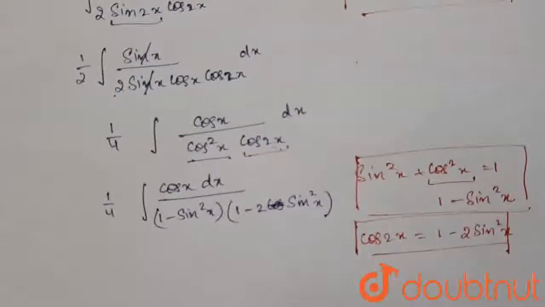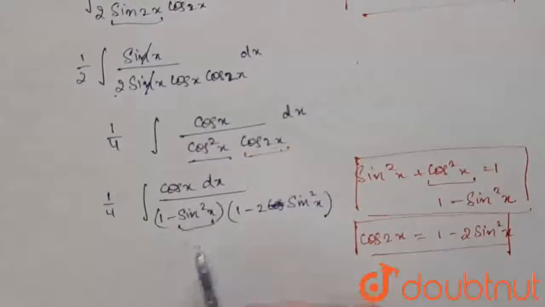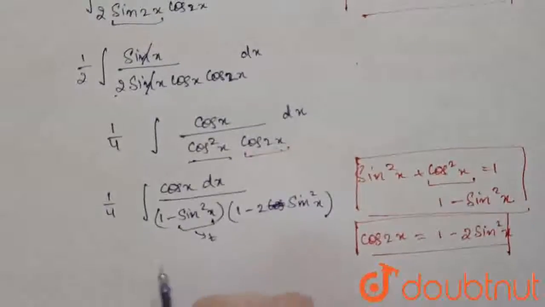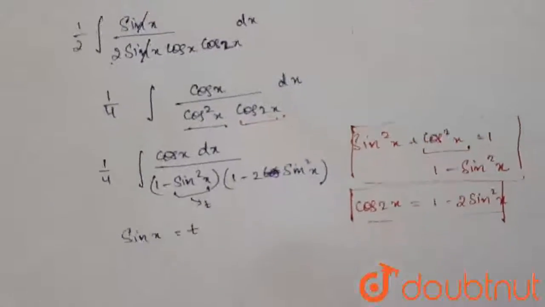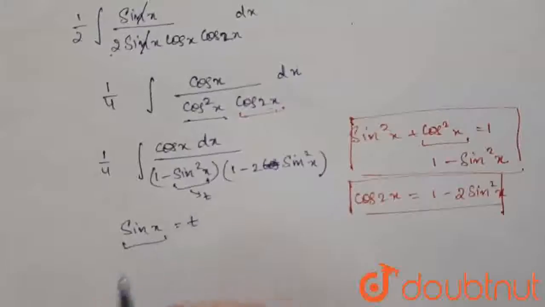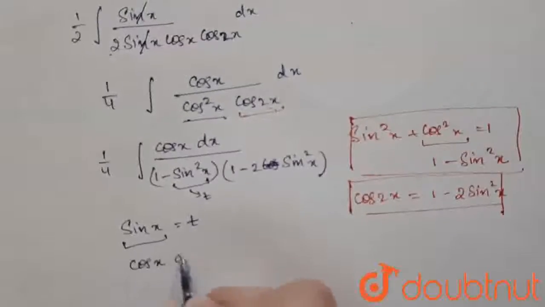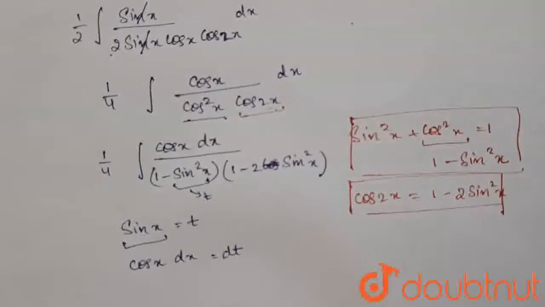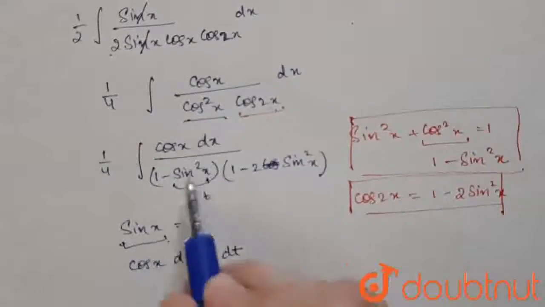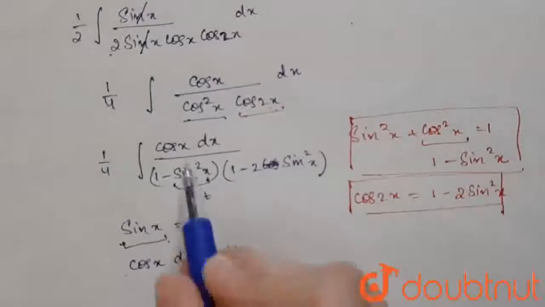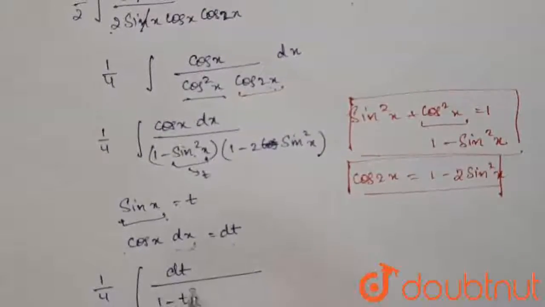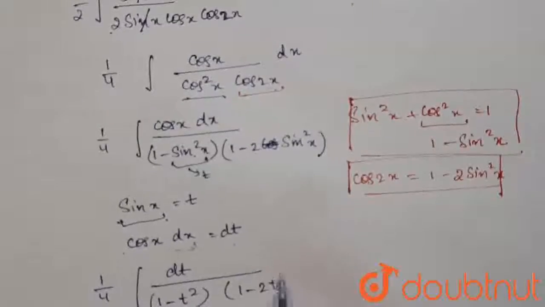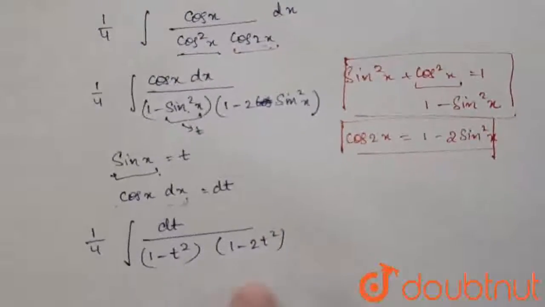Now we will use the substitution here. We will take sin x as t. On differentiating it, we will get differentiation of sin x is cos x, so cos x dx is equals to dt. So we will put the value of sin x as t and the value of this as dt. So our integration will become 1 upon 4 times integration of dt upon 1 minus t square into 1 minus 2t square. Now we will have to solve this.